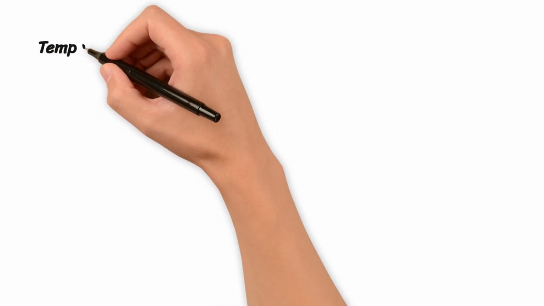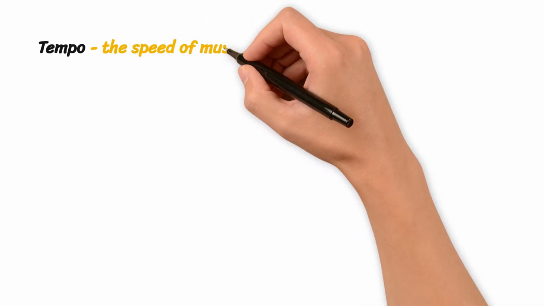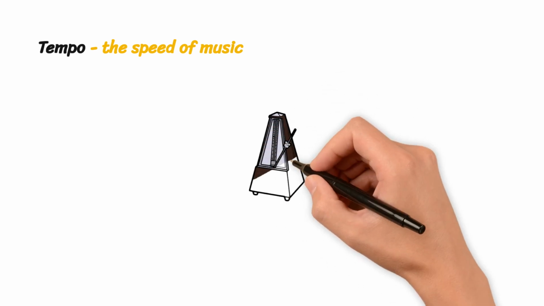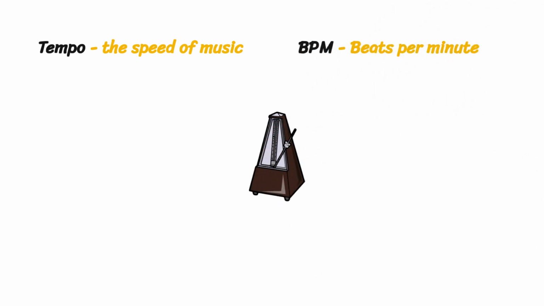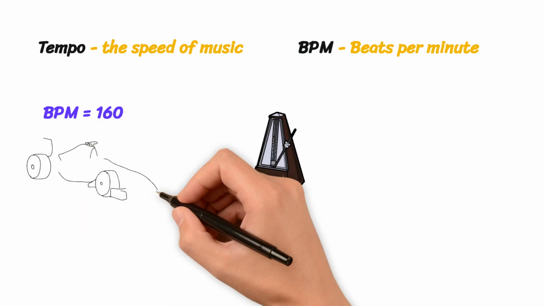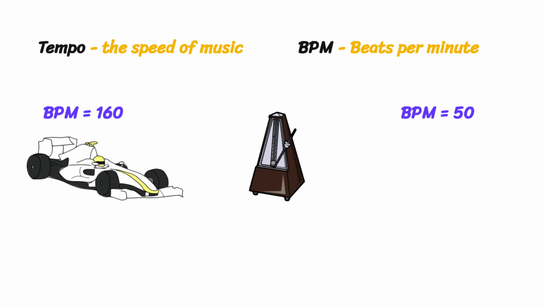Finally, we use the Italian word tempo to describe how fast or slow music is. The metronome is a valuable tool for determining the beats in music. BPM, or beats per minute, indicates the tempo. For example, BPM equals 120 means there are 120 beats per minute. BPM equals 160 is a fast tempo, while a smaller number like 50 indicates a slower tempo.